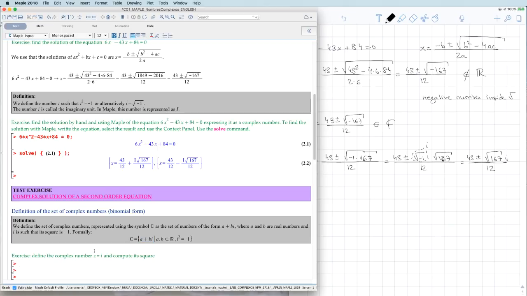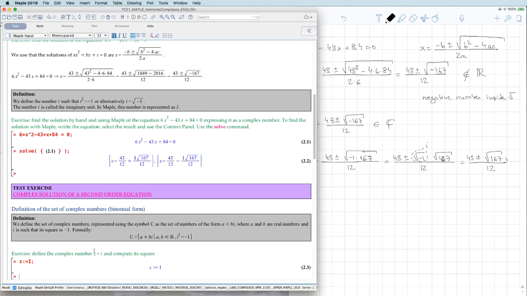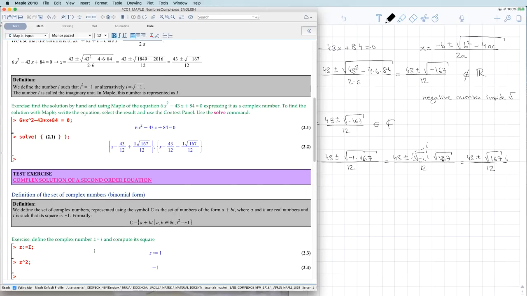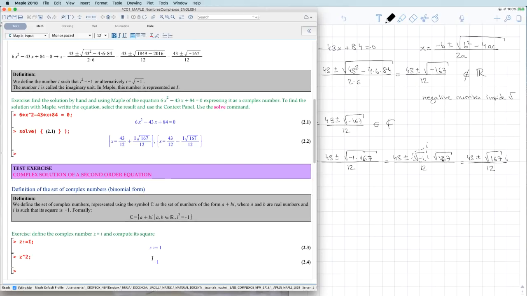Just to check what Maple does, we can define the imaginary unit and just compute its square. So we are going to see that the square is indeed minus 1. Okay, so this is a new definition. A complex number is a number which is of the form a plus bi, a and b real numbers.